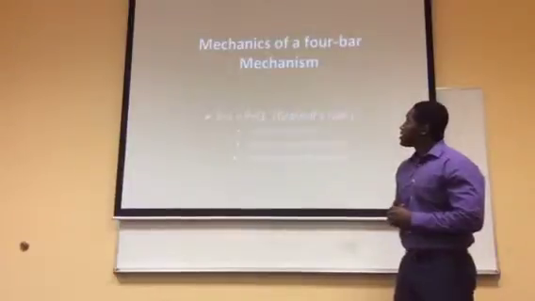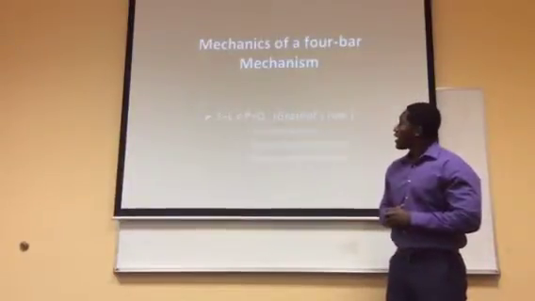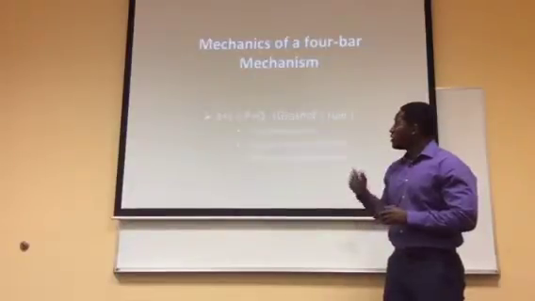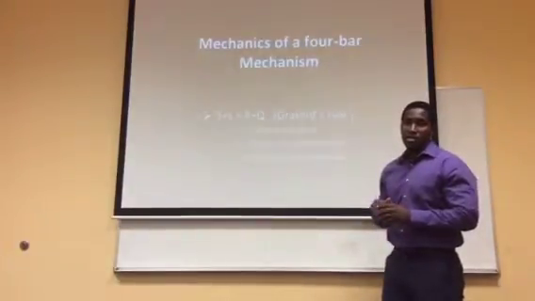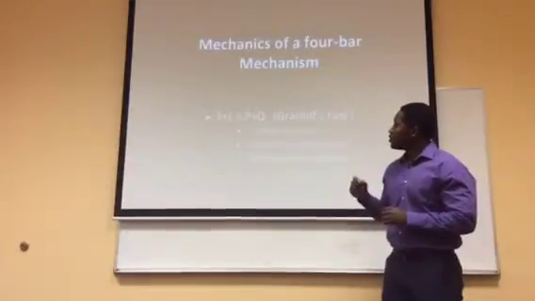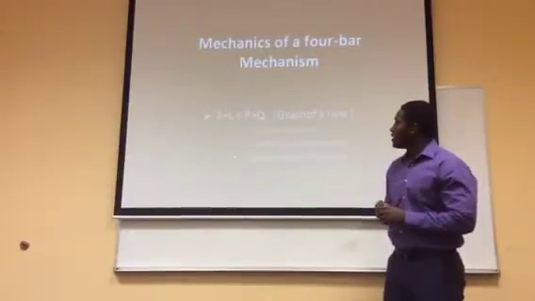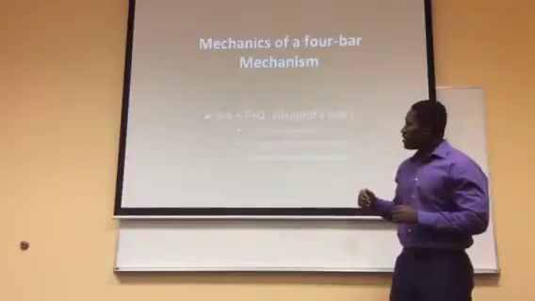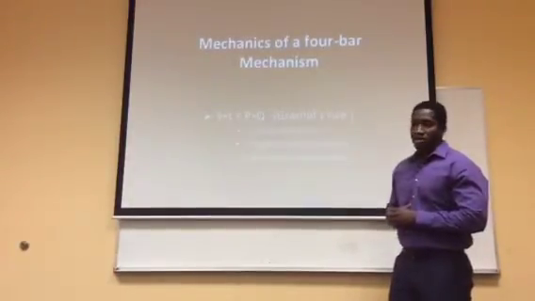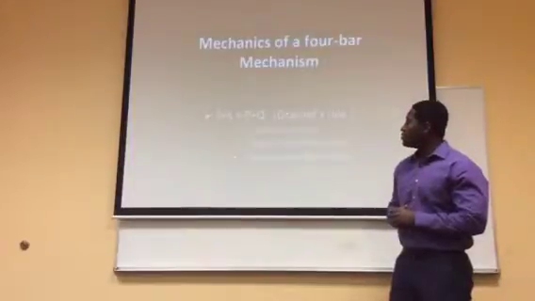In the mechanics of a Fourbar mechanism, we have a rule called the Grashof rule, where the shortest length added to the longest length should be smaller than the sum of the other two lengths, and from the result you get, that will determine if you have a crank rocker mechanism, a double crank mechanism, or a double rocker mechanism.